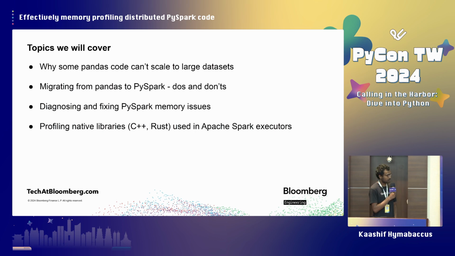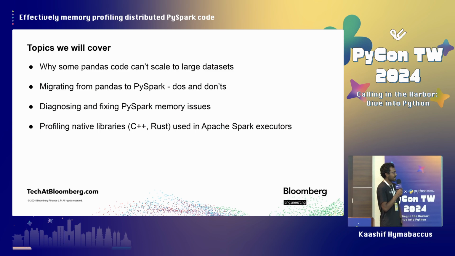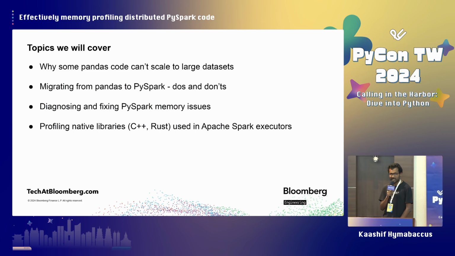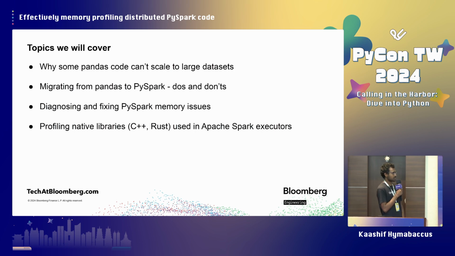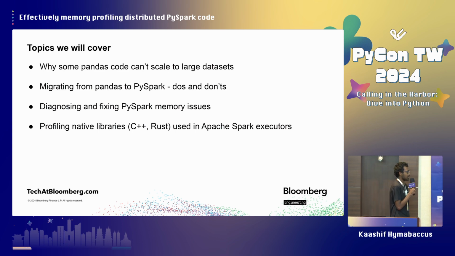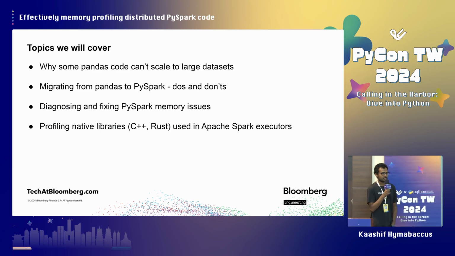And the third bullet point here is really where the meat of the talk is, which is how do you diagnose and fix memory issues when you're dealing with distributed data processing with PySpark. The reason that's challenging is because the code executes across multiple machines, across Python and JVM processes, since PySpark is a binding of Spark, which is a JVM-based library.